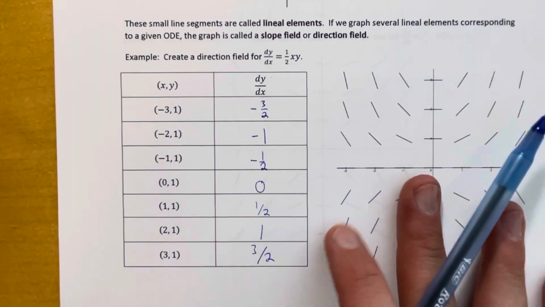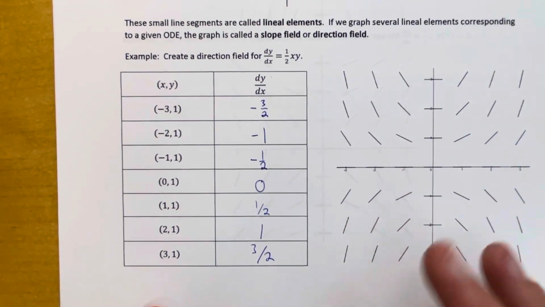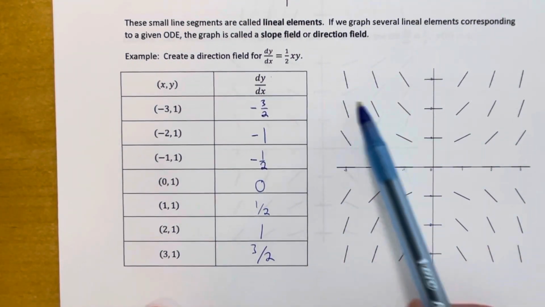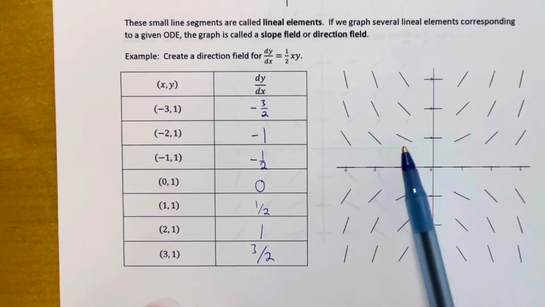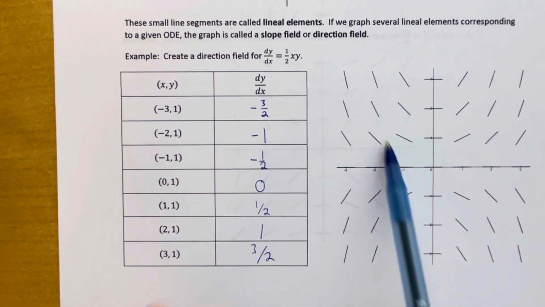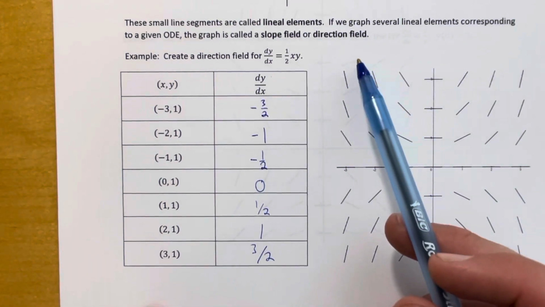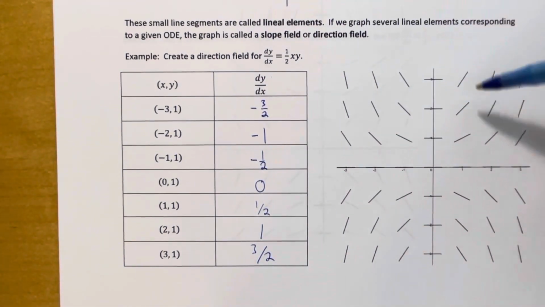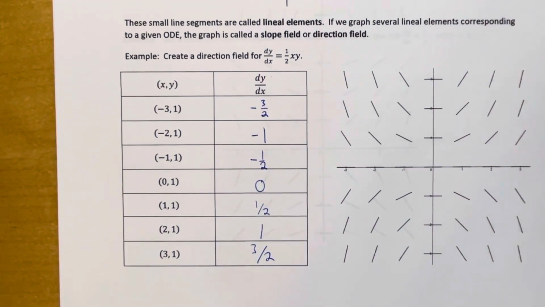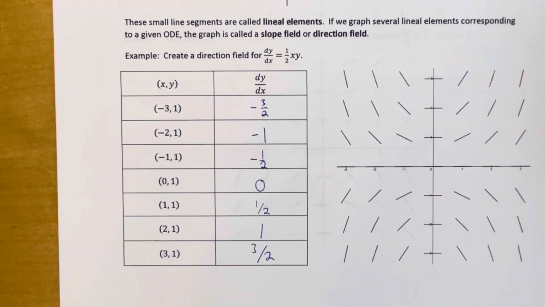So the idea behind something like this, again, is to get a general concept of what a solution curve for this function might look like. It would be a graph that has to have some of these lineal elements as tangent lines, or they would have to be tangent to the graph. So they kind of provide an idea of the direction. On the next page, I'll show you some possible candidates for solution curves for this specific DE.